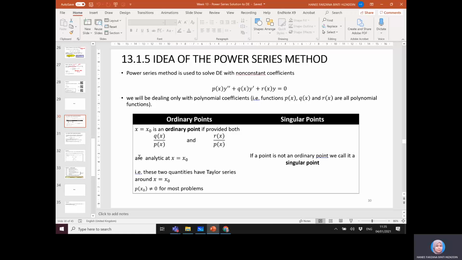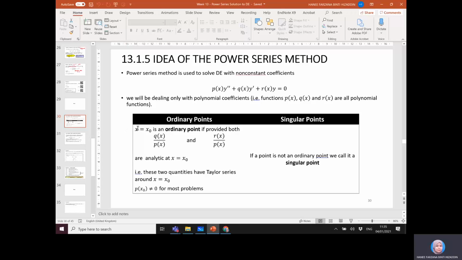Okay, so before we proceed to use the power series method to solve the differential equation, we need to determine if x equals x naught is an ordinary point or not, because this power series method only works if x equals x naught is an ordinary point. So we have two types of points, which are the ordinary points and the singular points.